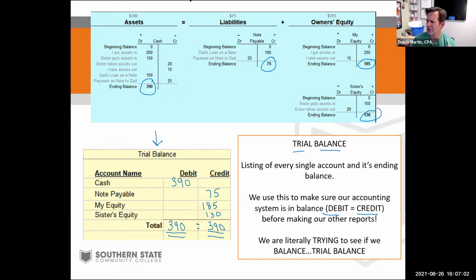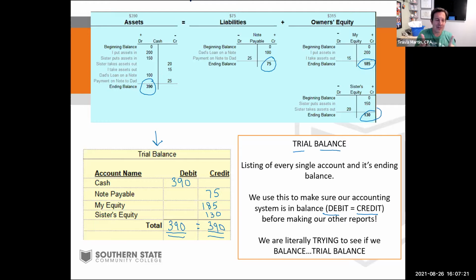And you may think, well, that looks a lot like the balance sheet. Why are we doing something that looks exactly like what we've already done? We're going to add more accounts. And some of the accounts we're going to add later on won't show up on the balance sheet. But we still need to include them in the trial balance to make sure everything balances.